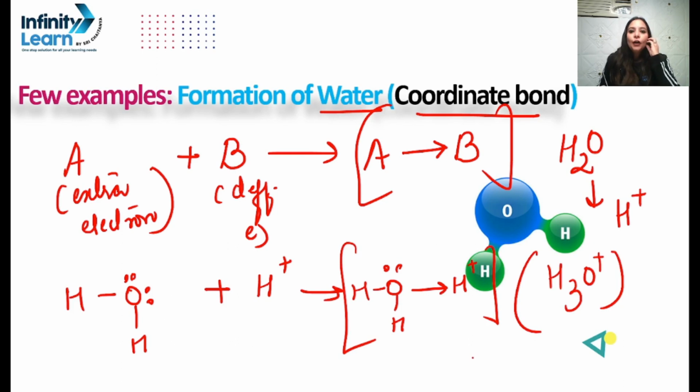So this kind of bond is called coordinate, in which both the shared pair comes from only one molecule or one element because it has the lone pair. Okay, so that is called a coordinate bond, or it is also called a donor-receptor bond.